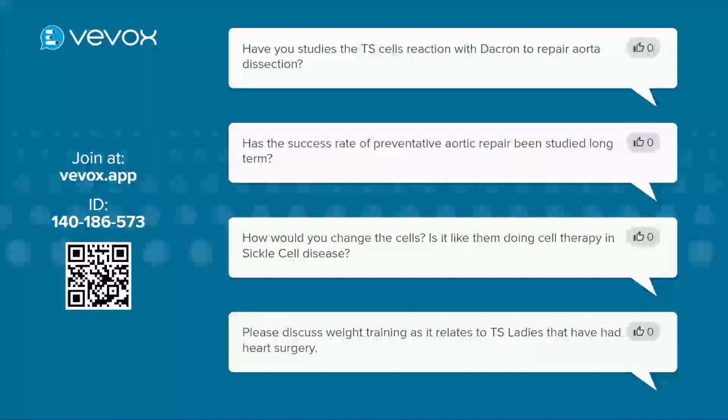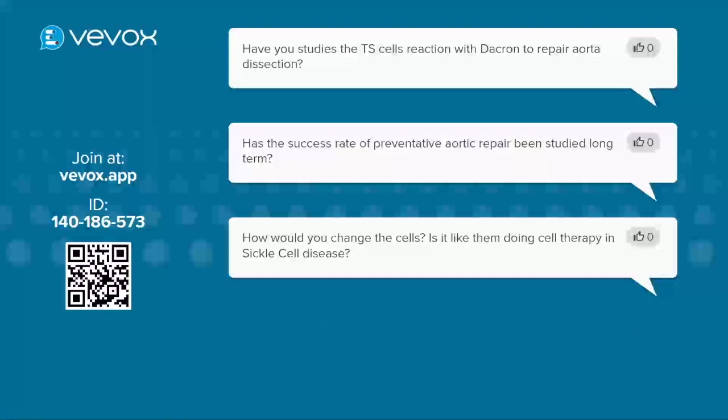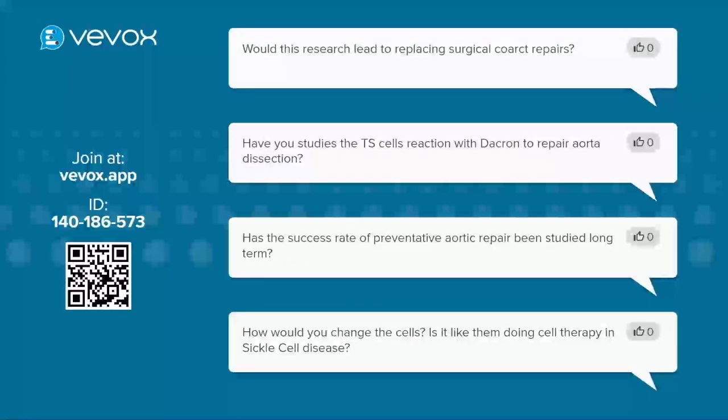Please discuss weight training as it relates to TS ladies that have had heart surgery. Yes, so usually I do give a talk on exercise. That's one of our interests. And in Turner syndrome, it's very important to maintain exercise for bone health because a lot of people develop low bone density as you get older. And exercise has been shown to be one of the best ways to prevent that.